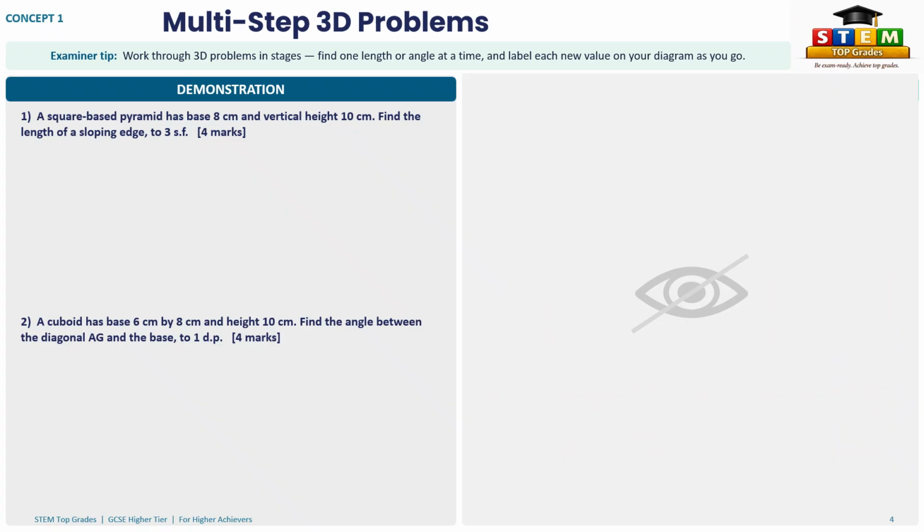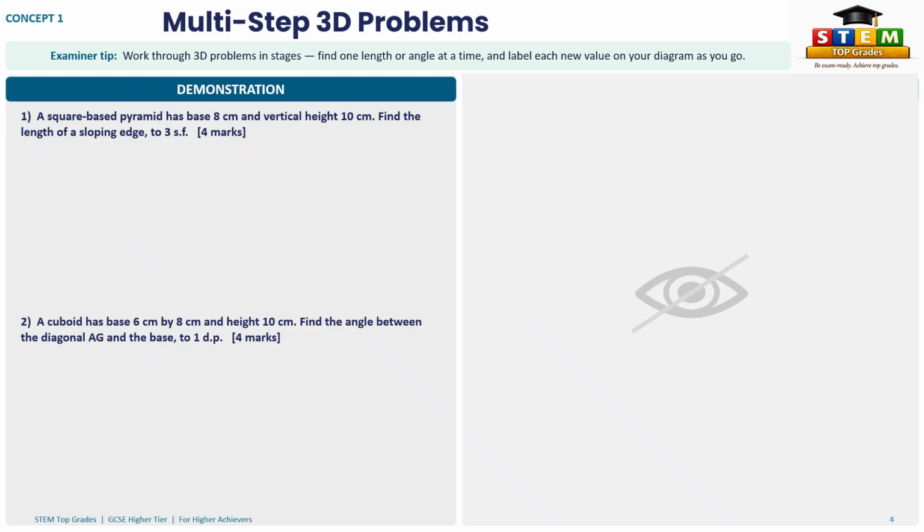Multi-step 3D problems, that's concept number 1. Work through 3D problems in stages. Find one length or angle at a time and label each new value on your diagram as you go. And you're going to see me actually doing this. So I'm going to put in labels where I need them.